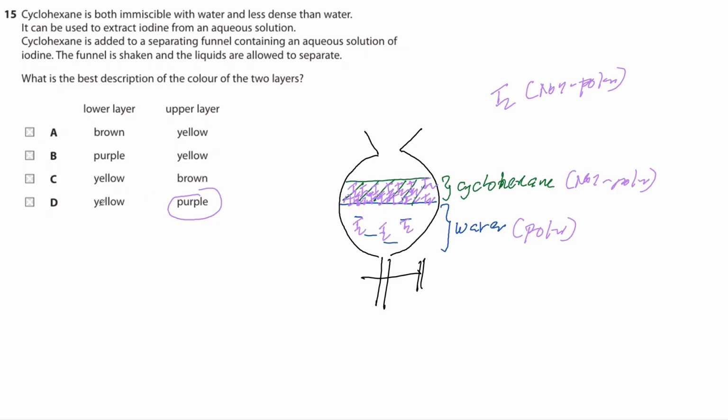But why this lower layer? Obviously, there's no lower layer with colorless. Because even though water is polar, some amount of iodine will remain there, because this is also an equilibrium. In A2 level, we are going to discuss this equilibrium. But for now, remember that some amount of iodine can remain in water. The majority of the iodine will be in the cyclohexane layer. So therefore, we can have a few iodine molecules in water, so we can see yellow color in our aqueous layer. So the lower layer is yellow color, the upper layer is purple color. The answer to question number 15 is D.